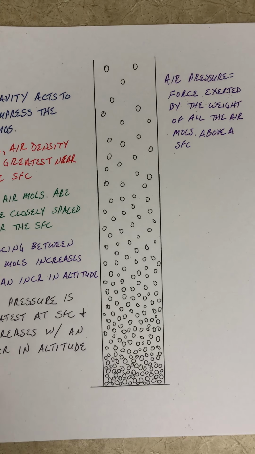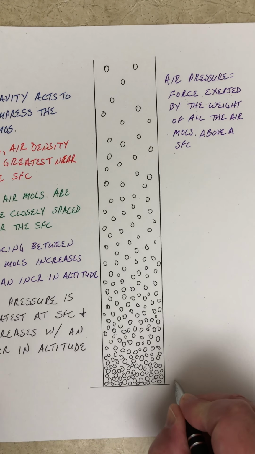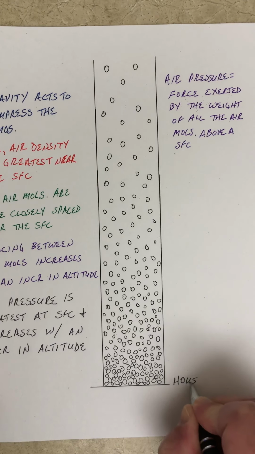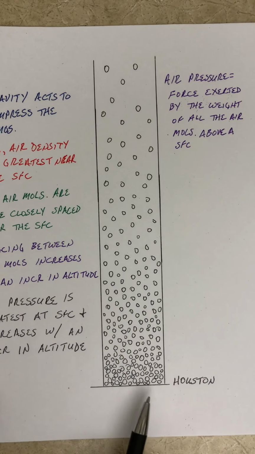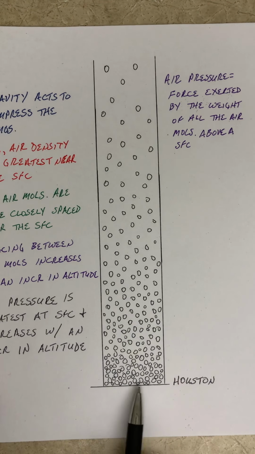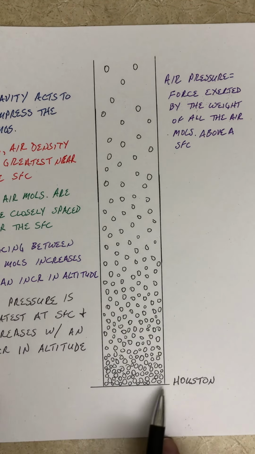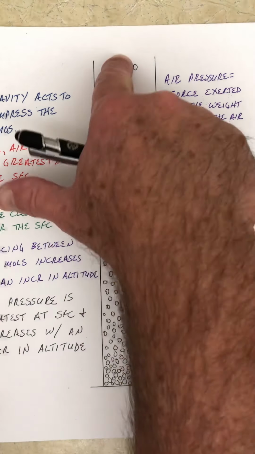Okay, and so for example, if we're at sea level, and perhaps we're talking about Houston. Houston's just about at sea level. Okay, so the air pressure at Houston would be the force exerted by the weight of all of the air molecules above a given surface. Okay, so that would be from this point all the way up here.